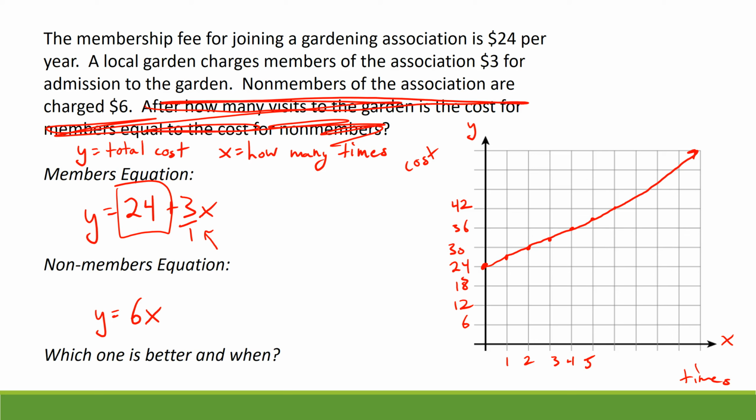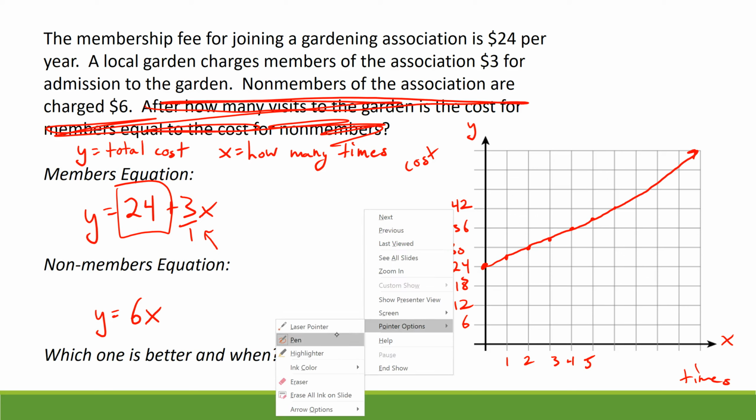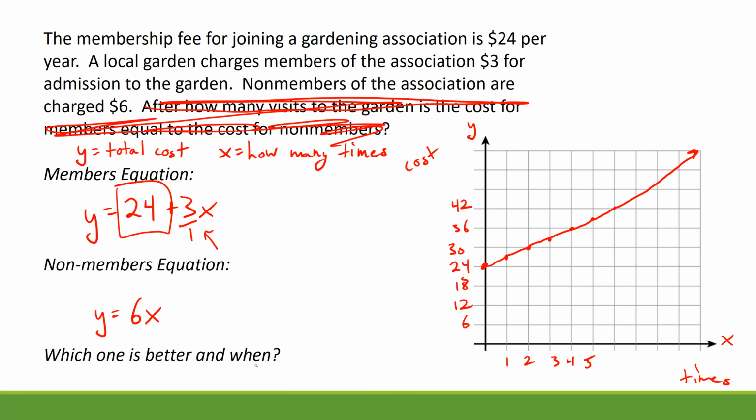Now for the non-members equation, let's do this in blue. We notice that I start off with a y-intercept of 0. There is no y-intercept there because they're not paying that initial fee. So I'm going to start out at 0. But every time they are paying for the garden, they're going up 6 over 1 because they're paying $6 rather than $3. So up 6 over 1, up 6 over 1, up 6 over 1, and so on.